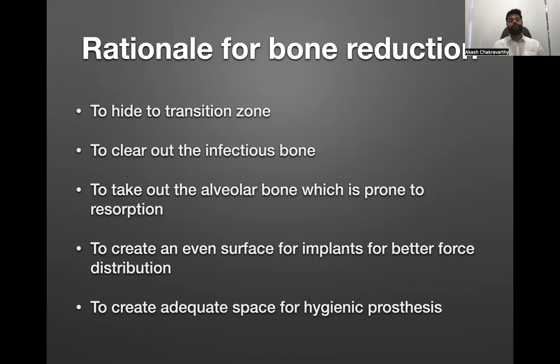To create adequate space for hygienic prostheses. Now, FP3 frameworks are much better to maintain hygiene than FP1 type of frameworks. Now, FP1 type of frameworks are the frameworks where you only have teeth. Whenever the patient smiles, you can see the teeth and the gum line. That is not good, because the patient will not be able to maintain hygiene over there. If the transition zone is taken up like this and you have a very good FP3 prosthesis, you can give a nice gap between the gums and the prosthesis, where the patient can use a water flosser and maintain the prosthesis.